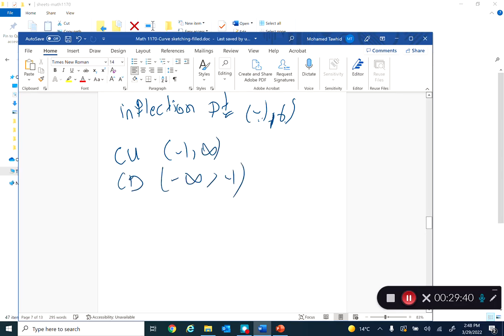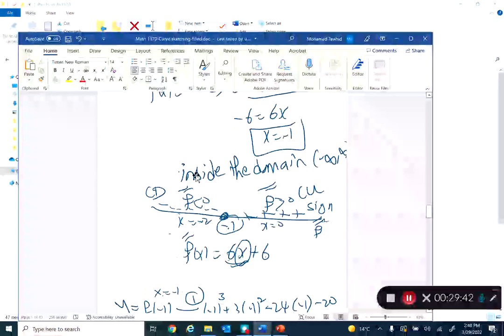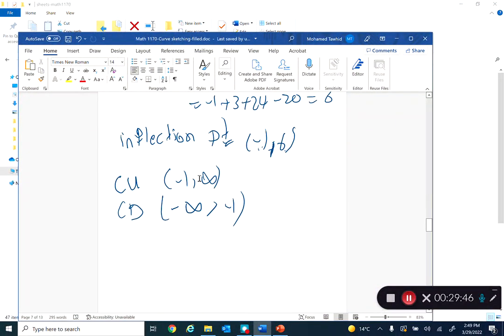From minus infinity to negative 1, that is the graph where f is concave down. Okay, guys? So here it's kind of a review of all we have learned from this chapter. Apply the first derivative test. Apply where the interval f is increasing, decreasing. Here, where f is concave up and concave down.